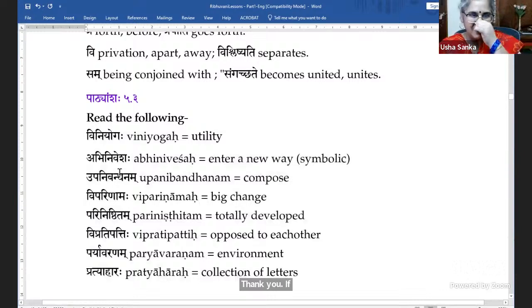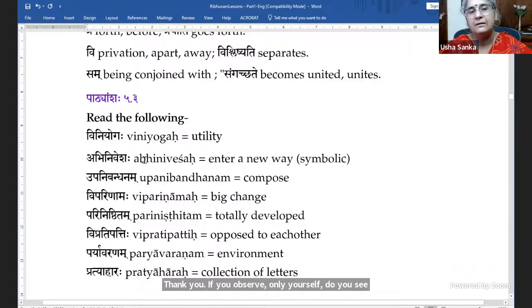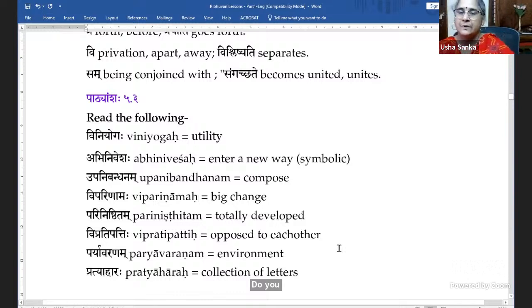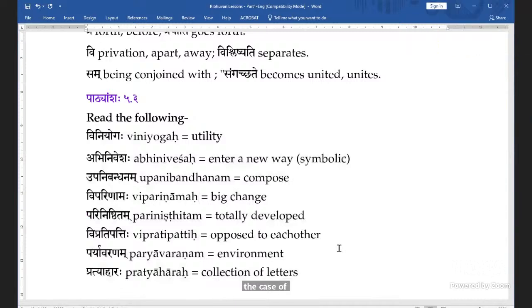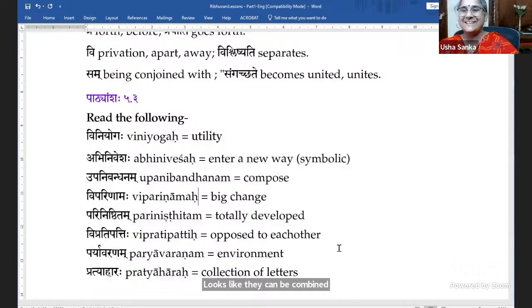If you observe, what do you observe? Do you see anything different from what we have done? Do you observe an important thing which is happening in the place of upasargas here? Yes, Didi. What is it? Looks like they can be combined. They can be combined. Yes, there are more than one upasargas, isn't it?